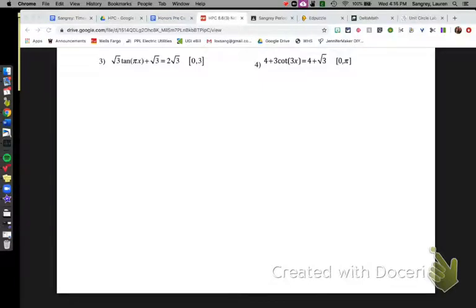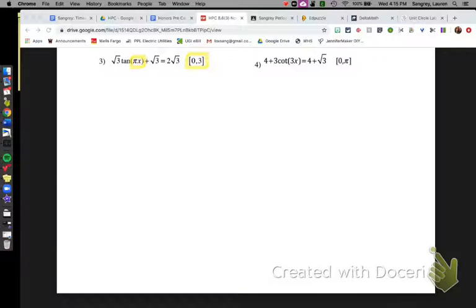This video is still looking at 8.6 day 3, restricted domain solution and complete solution. We're looking at number 3 and 4. Number 3 is a little bit different because if you look at the argument, it's not just x, but it's actually pi x, which is going to explain why our restricted domain looks different as well.